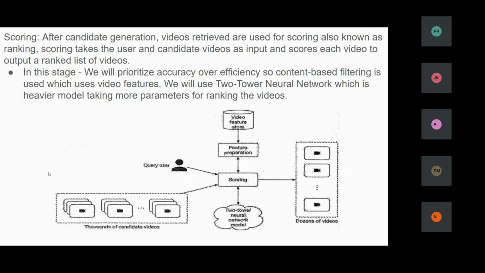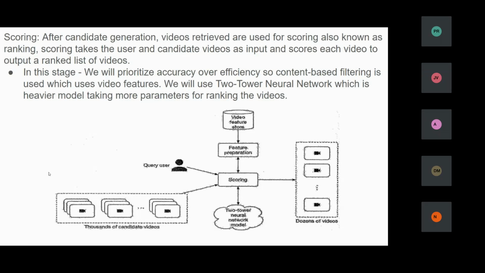So scoring. After candidate generation, the videos retrieved are used for scoring, also known as ranking. Scoring takes the user and candidate videos as input and scores each video to output a ranked list of videos. In this stage, we will prioritize accuracy. First we talked about efficiently creating the list and didn't bother much about accuracy, but this time we'll be prioritizing accuracy for giving the users relevant recommendations.